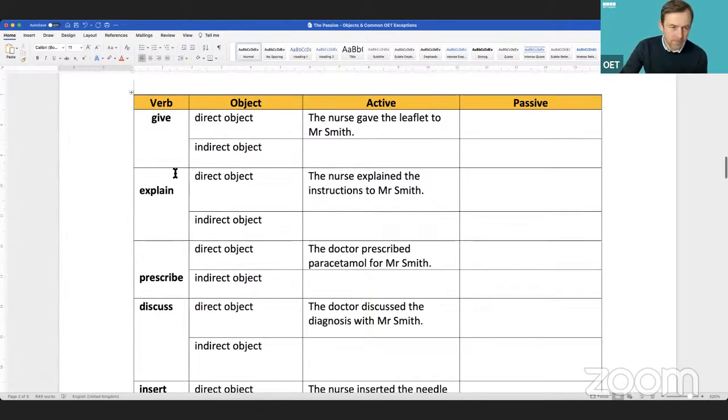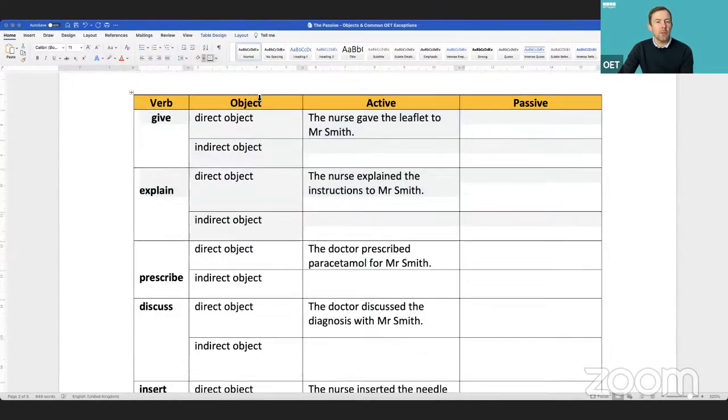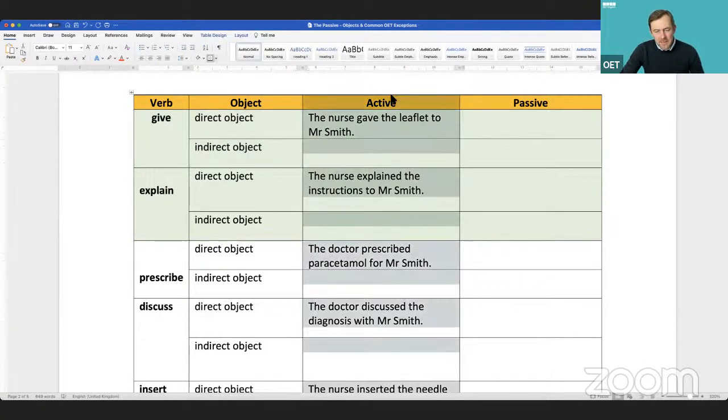So let's look at this table. First of all, let's take these two here, in this section. Let's put this all in green. It's the green section that we're looking at. In the table, we've got the verb here on the left, then direct object in this line and indirect object in this line. In this column, we've got active, and in this column, we've got passive.